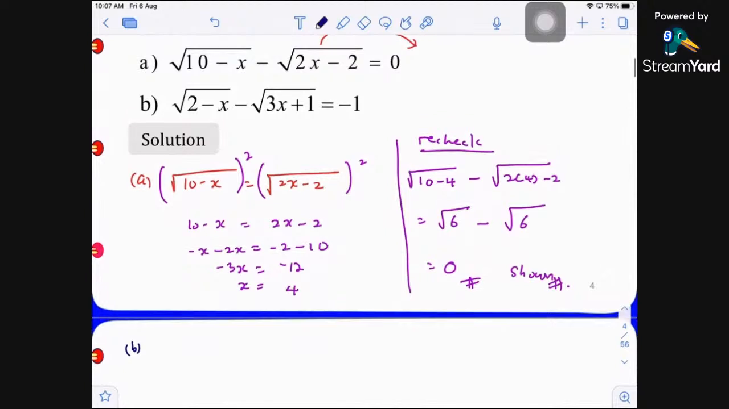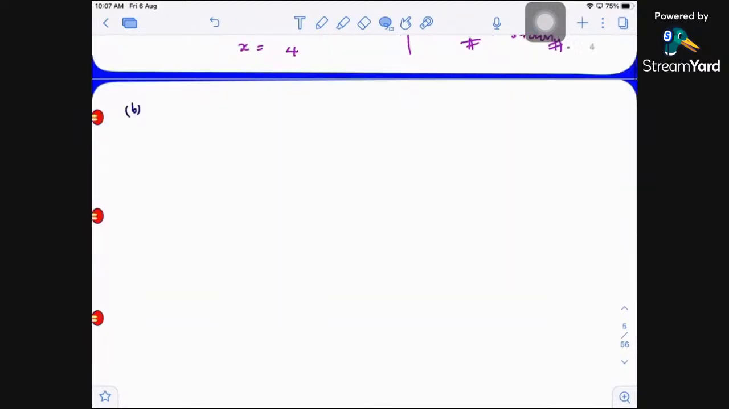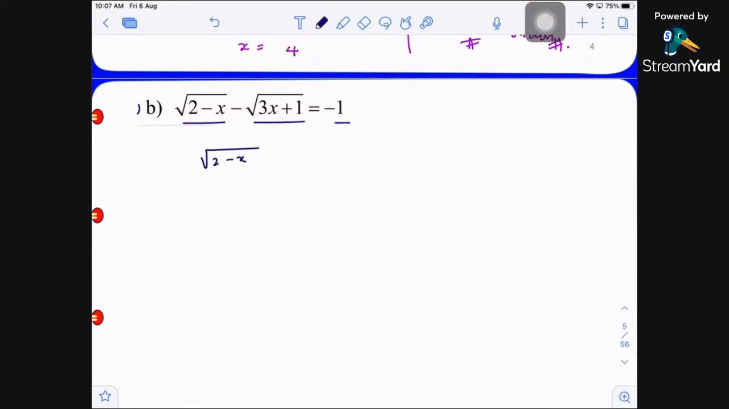We try and see the B question here. I copy, paste. For B over here, they gave me this question, a very simple question, not that hard also. But here we got this square root, and square root 3x plus 1 equals to negative 1. Now if we can, we try to make it like this: square root 2 minus x, bring the negative square root 3x plus 1 to the right hand side. So you get 3x plus 1 minus 1.